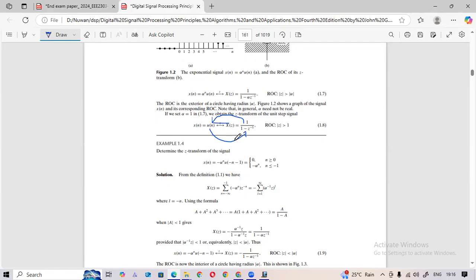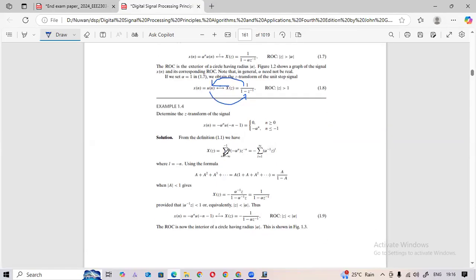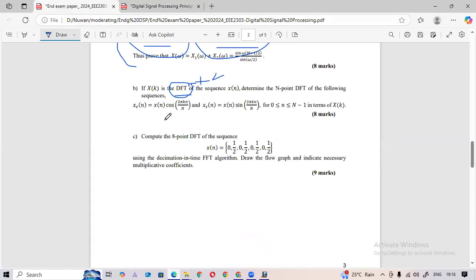So by exploiting this expression, you can directly evaluate the inverse Z transform. So that kind of questions will come to you. And sometimes, for example, if you consider this one, the question.